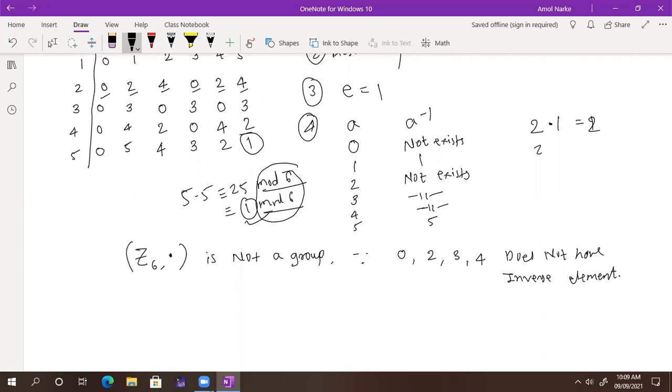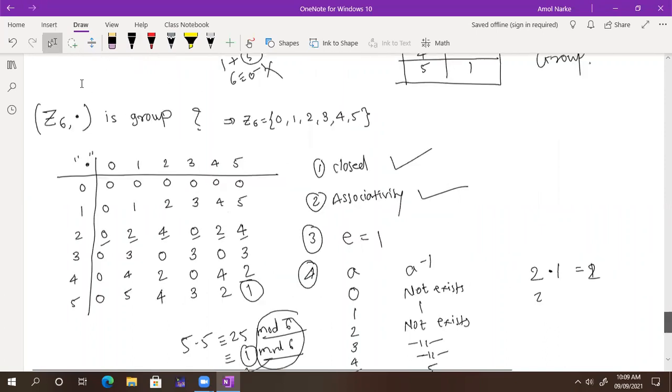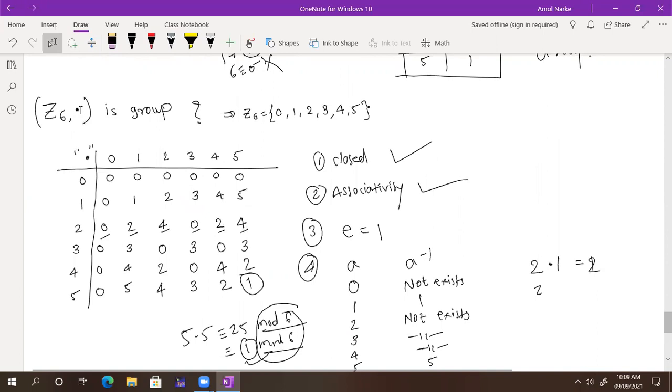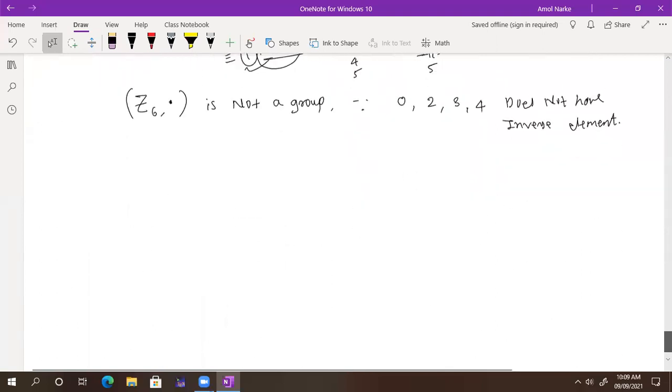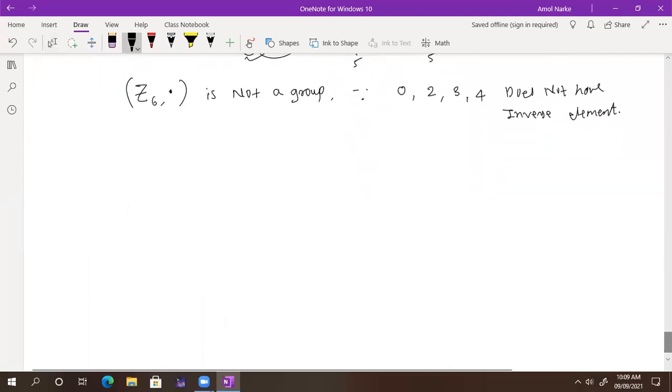Can I give you one more example? Now you can solve it. Tell me whether it is a group or not. Instead of Z6, you can take Z7. Z7 with multiplication. Check whether it is a group or not. What do you think? Is it a group?